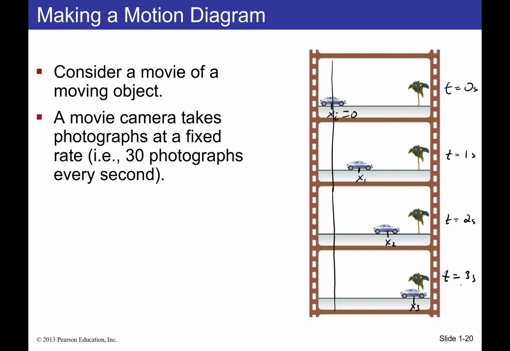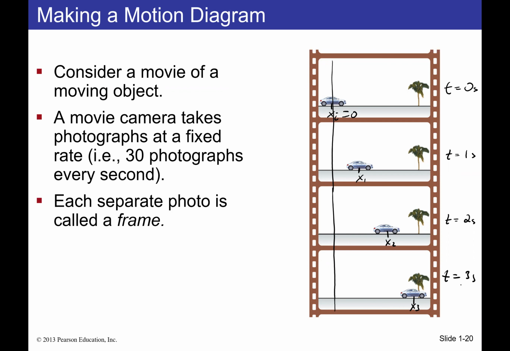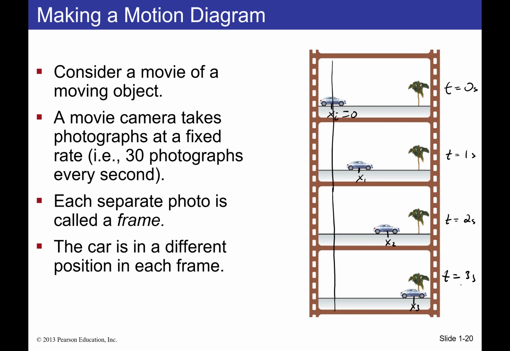All right, so again, a movie camera takes photographs at a fixed rate. So let's say in this case, 30 photographs every second. Each separate photo is called a frame, and the car is in a different position in each frame. So that's why it's going to help us analyze the motion of the car or of our object.